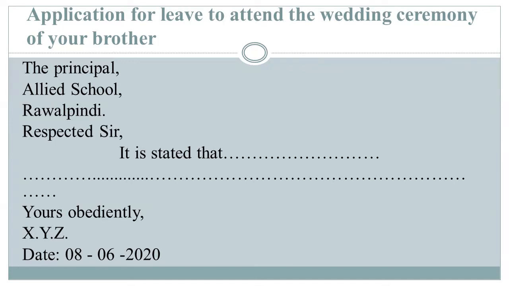Don't forget to capitalize a word that are capitalized here. For example, allied school, A for allied, S for school, and also Rawalpindi R. These all should be capital. And we will write the ending with yours obediently, Y capital for yours, and O small for obediently. And don't forget to put comma after obediently. X, Y, Z. That is your supposed name. And then date, like it is written on your screen.